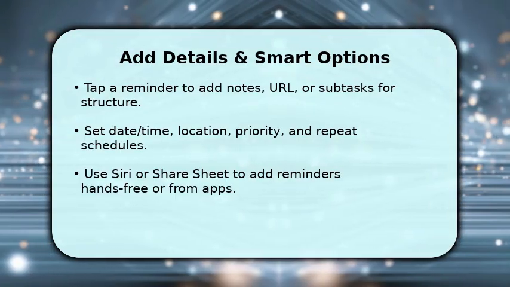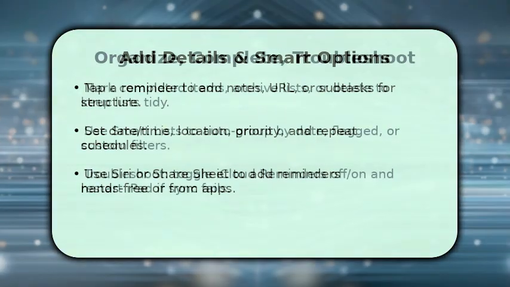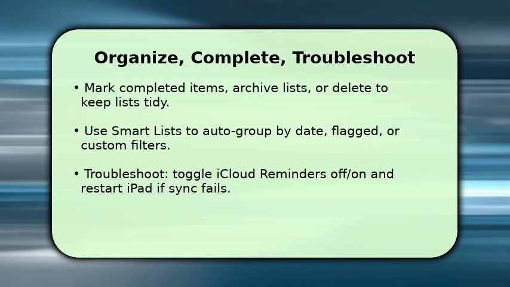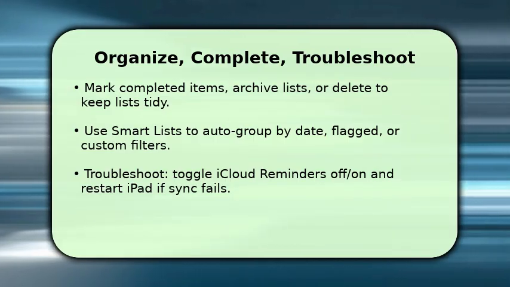Finish by keeping lists organized and verifying completion. Mark tasks done with a tap or swipe, move items between lists for better flow, and create smart lists to group reminders by date, flagged status, or custom filters so you see priorities at a glance.